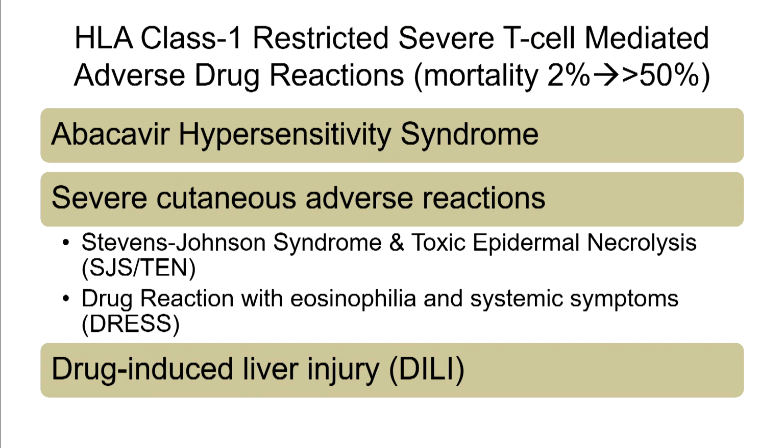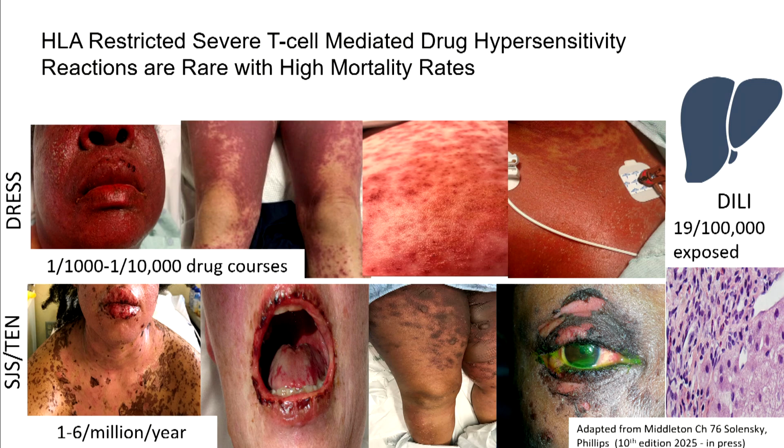And so HLA class 1 restricted T-cell reactions, what are these? I talked a bit about abacavir hypersensitivity. There are also severe cutaneous reactions, and then there are organ-specific reactions like drug-induced liver injury. These are some examples of these. These are actually quite rare, as you can see, only affecting 1 to 6 per million per year in the case of Stevens-Johnson syndrome and toxic epidermal necrolysis.